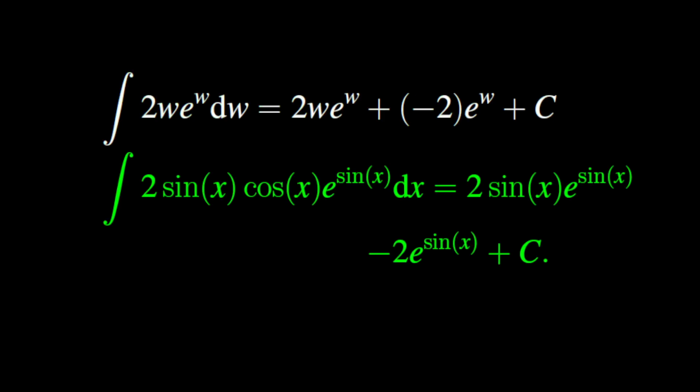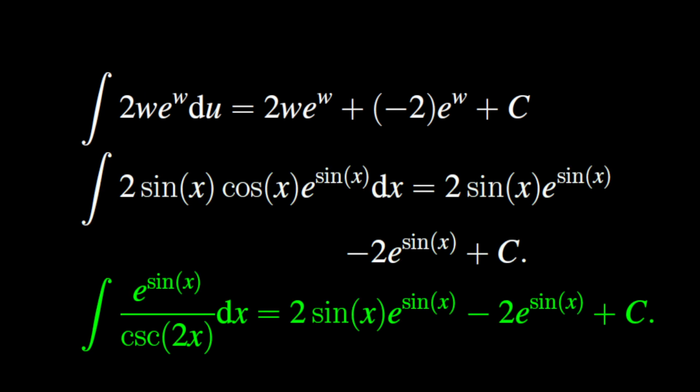Now, replacing w by sine of x, we see that the integral of 2 times sine of x times cosine of x times exponential of sine of x dx is equal to 2 times sine of x times exponential of sine of x minus 2 times exponential of sine of x plus a constant of integration c. Ultimately, the integral of the quotient, exponential of sine of x divided by cosecant of 2x dx, is equal to 2 times sine of x times exponential of sine of x minus 2 times exponential of sine of x plus a constant of integration c.